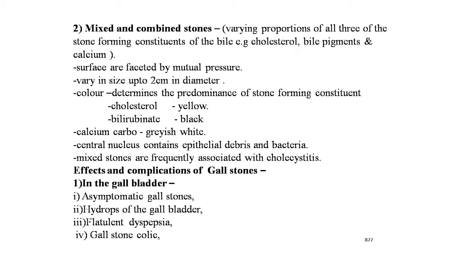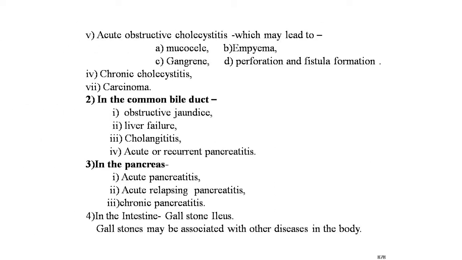Effects and complications of gallstones in the gallbladder are asymptomatic gallstones, hydrops of the gallbladder, flatulent dyspepsia, gallstone colic, acute obstructive cholecystitis which may lead to mucocele, empyema, gangrene, perforation and fistula formation, chronic cholecystitis and carcinoma. Effects and complications in the common bile duct are obstructive jaundice, liver failure, cholangitis, acute and recurrent pancreatitis. Effects and complications in the pancreas are acute pancreatitis, acute relapsing pancreatitis, chronic pancreatitis.